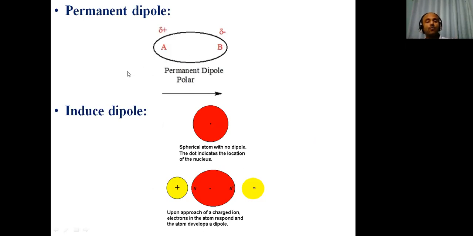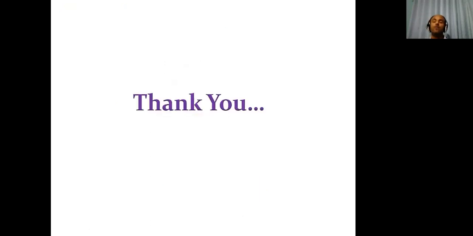Now, dipole moment can be classified into different types such as permanent dipole moment and induced dipole moment. In permanent dipole moment, there is a permanent charge separation, while in induced dipole moment, initially there is absence of dipole, but when an external field is applied, then charge separation takes place, and that is called induced dipole. Induced dipole is also called temporary dipole. Okay, so this is all about two important physical properties: optical activity and dipole moment.